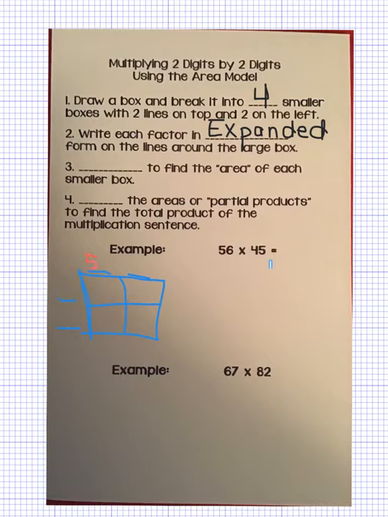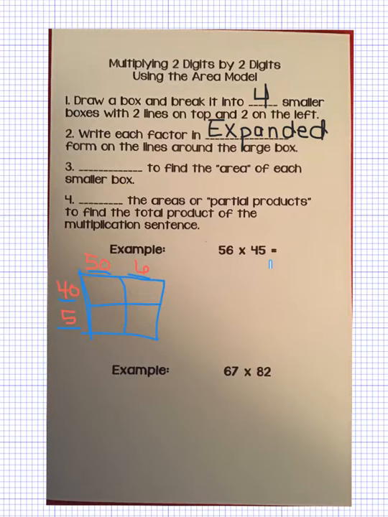So we're going to put those on these lines here. So 50 and 6 and 40 and 5. Notice that that's what 56 is, right? It's 50 plus 6 times 40 plus 5. Expanded form just means I take the same number and stretch it out. I'm going to erase that just so that we're not taking up space here.